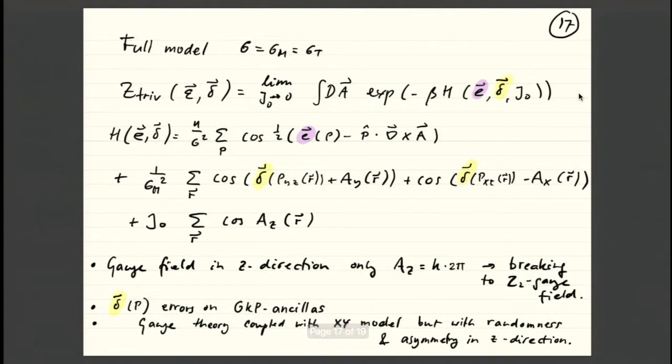And the full model is something that was suggested. We've actually struggled with this because it looks like a gauge theory coupled with an XY model, but it's not exactly what's studied in the literature, because it has randomness and it has a breaking of this A_Z. This A_Z is a gauge field. It has 3 components, but in our model, in the Z component, it's an integer times 2 pi, so it's actually breaking to a Z2 gauge field.